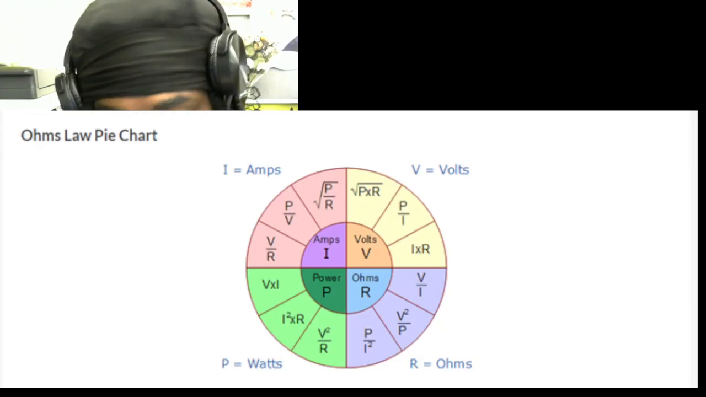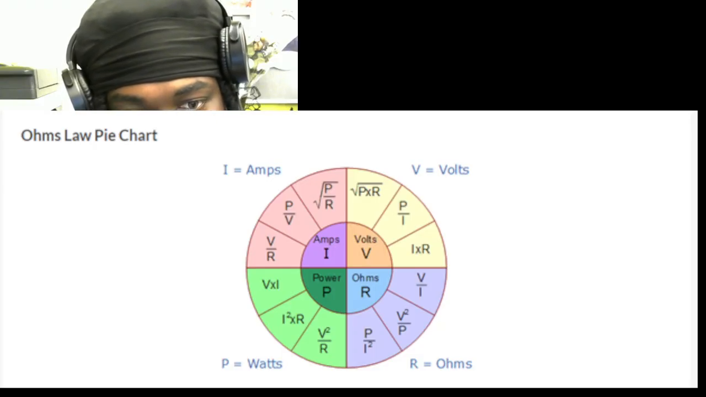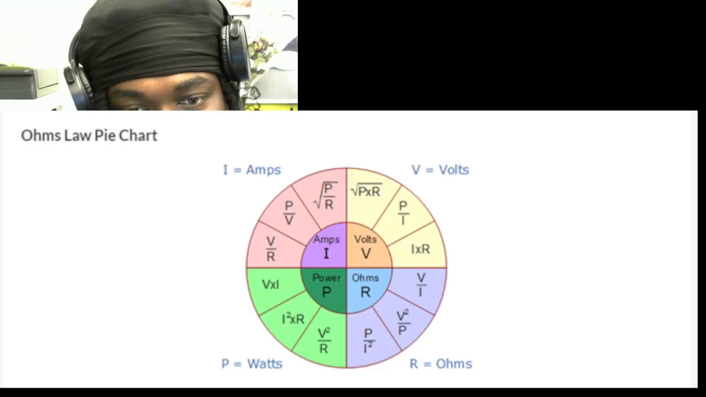What was our I squared? Our I squared was 0.0000361. What we're going to do is square that, and that's going to be equivalent to our power of the R1.